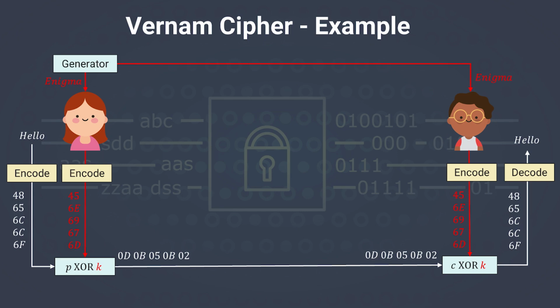to obtain the ciphertext, which is the sequence 0D, 0B, 05, 0B, 02. And this value is sent to Bob. Bob applies the decryption algorithm and obtains the sequence 48, 65, 6C, 6C, 6F. This was exactly the encoded representation of hello. Obviously, when Bob further applies the decoding, he obtains the message hello. Just a remark, keep in mind that the encoding and decoding do not provide any security. They are just here to change to a representation that is compatible with the cipher.